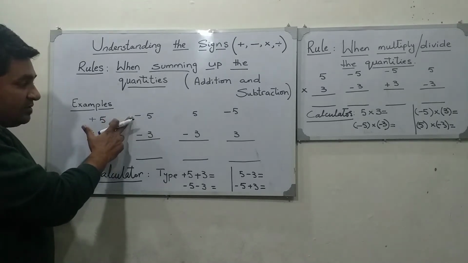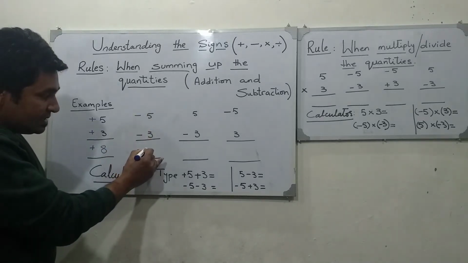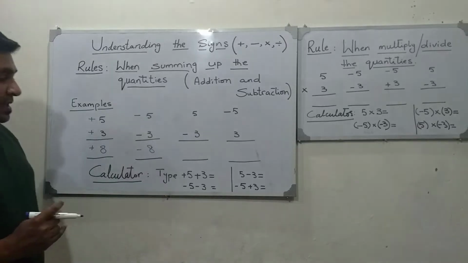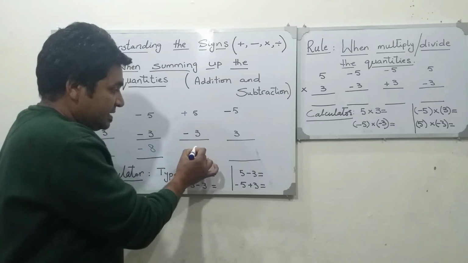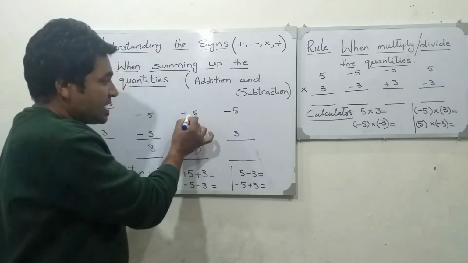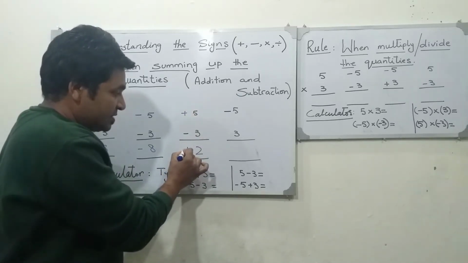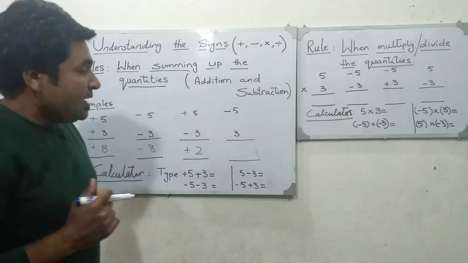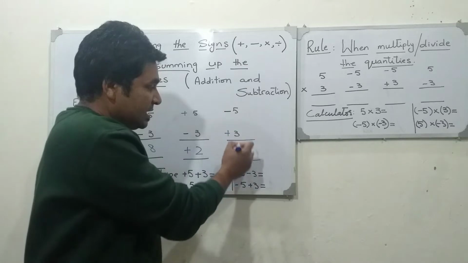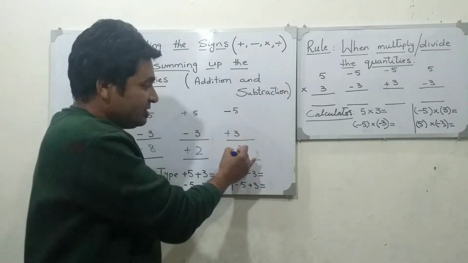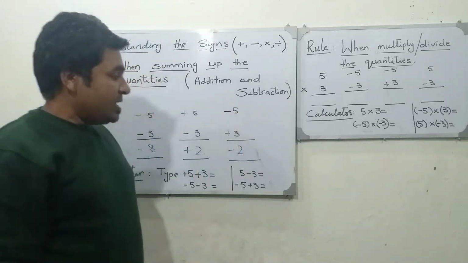This is minus 5 and minus 3, so the answer will be minus 8. This is positive 5 and this is minus 3. The answer is 2 with the sign of the greater number. The greater number is 5, so we write the positive sign: positive 2. And now this is minus 5 and this is positive 3. Again the answer is 2, and we assign the sign of the greater number, that is negative, so we write minus 2.